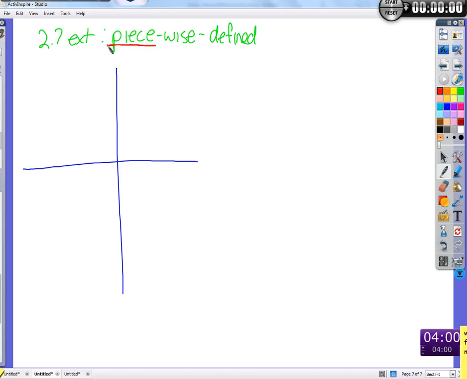Okay, so there's this piecewiseness about it. It's in pieces, okay? The way we cut it into pieces is by the input. For some inputs, we'll define it one way, but with some other inputs, we'll use another definition. So let's say that right here, this is 1. This is x equals 1.